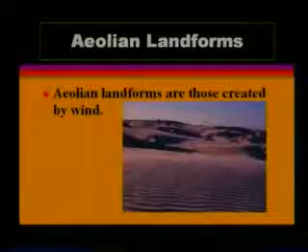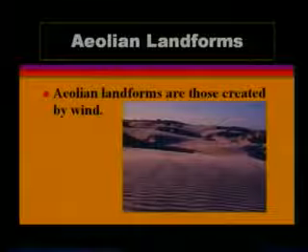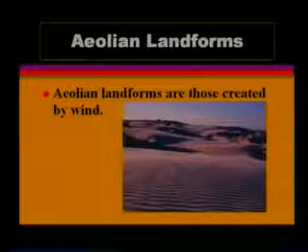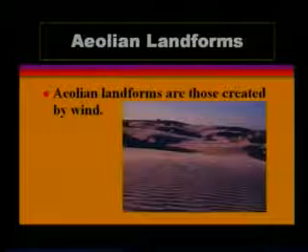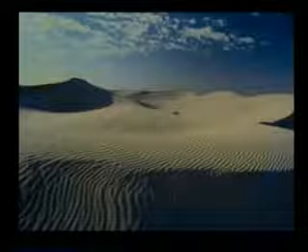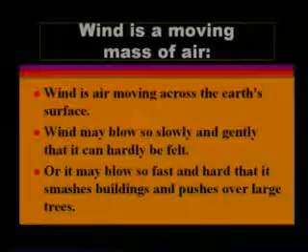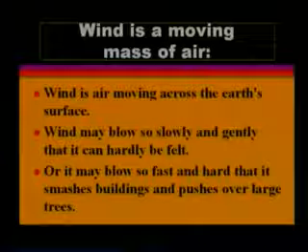Erosion is the process of removing material from one place to the other, and it is a mechanical or chemical destruction of the land surface materials and removal of these materials by various geological agents. Aeolian landforms are the landforms developed by wind. So the wind formed landforms are called Aeolian landforms, and today we are going to see the Aeolian landforms developed by wind. Wind is air moving across the Earth's surface.